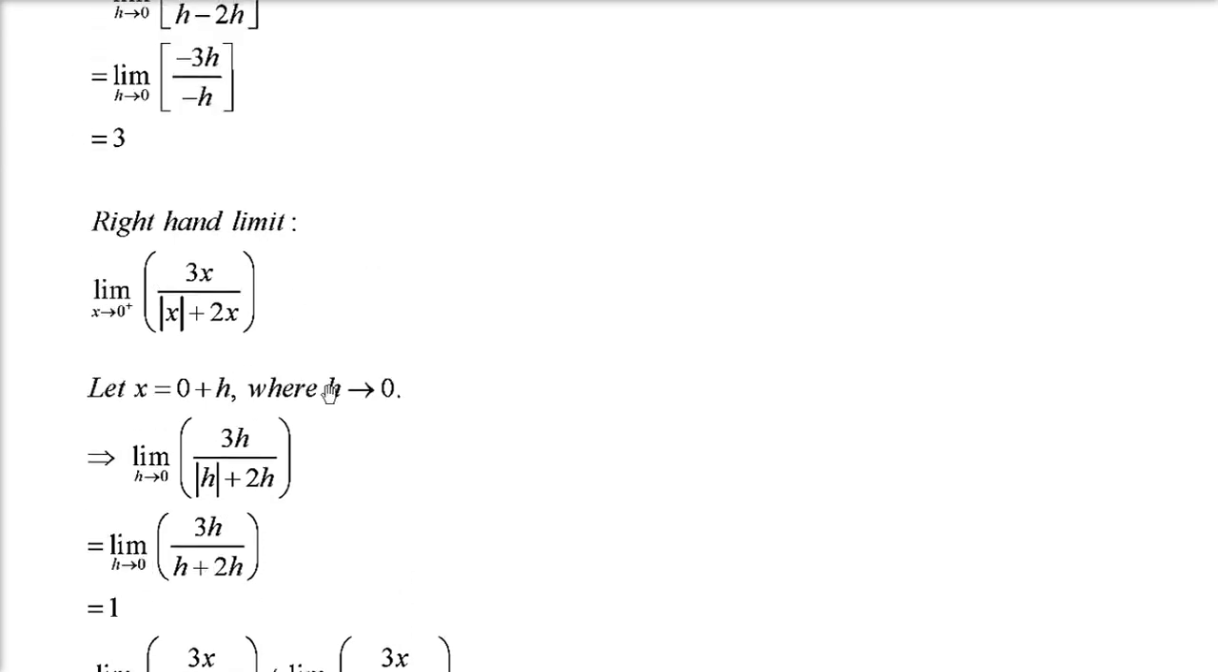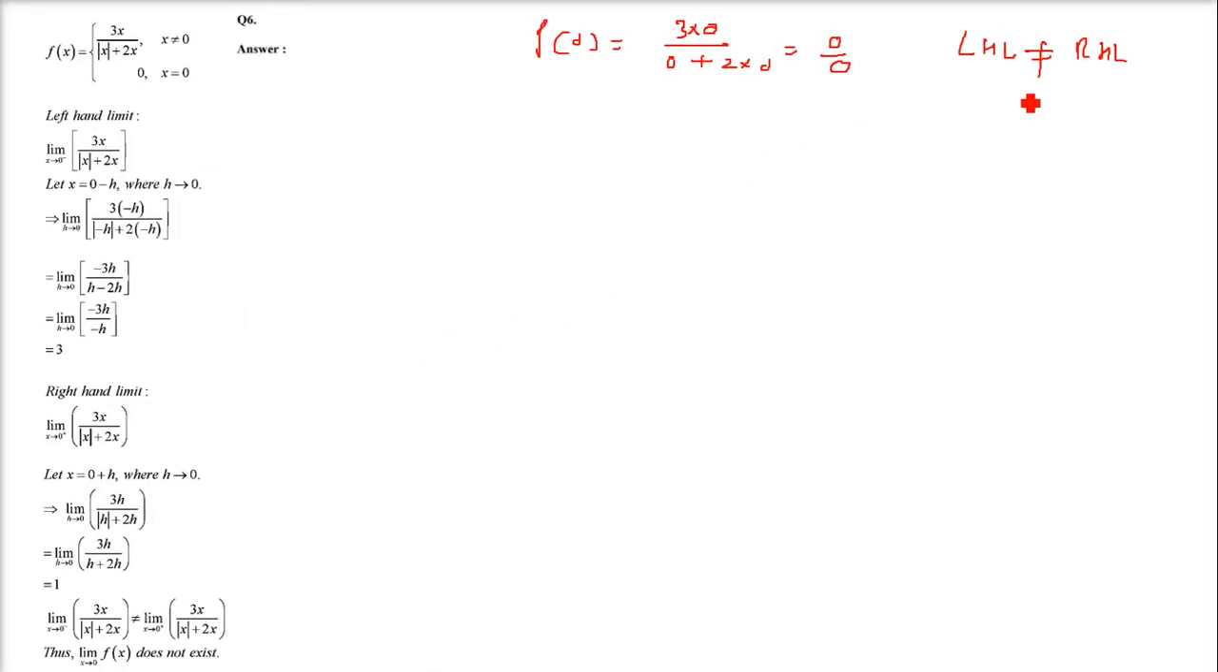So you have the left and right limit, they are not equal. So left hand limit is 3, right hand limit is 1, they are not equal. That means this does not exist, limit will not exist.